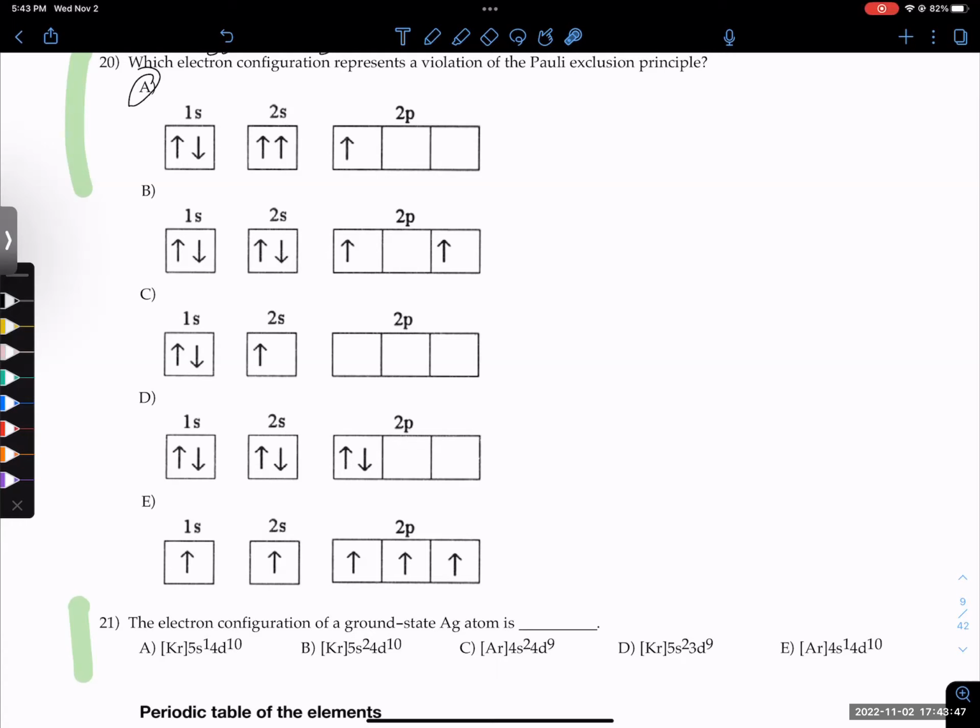I have a question though. When it comes to transition metals like silver, there are exceptions to electron configuration. Does that apply to silver?